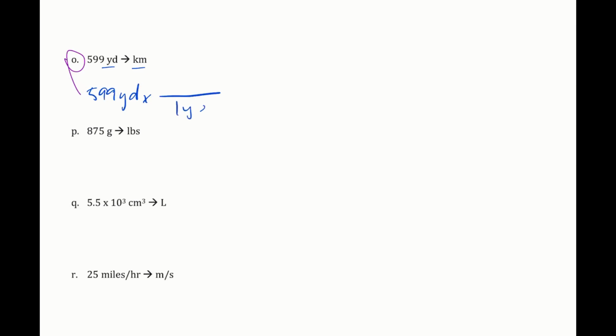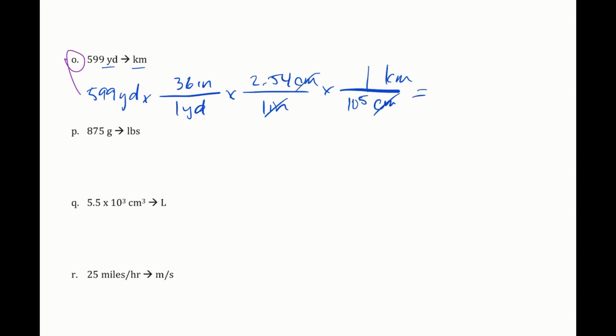We know that 1 yard is equal to 36 inches. We know that 1 inch is equal to 2.54 centimeters. And we know that centimeters to kilometers, that's 2 less than the base unit, 3 more, which means 10 to the 5th for every 1, yes? And then it's just a matter of doing the math.